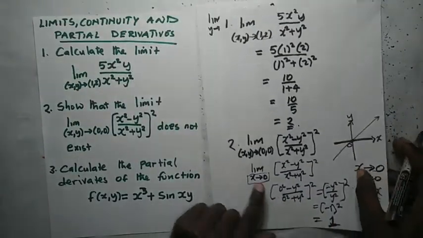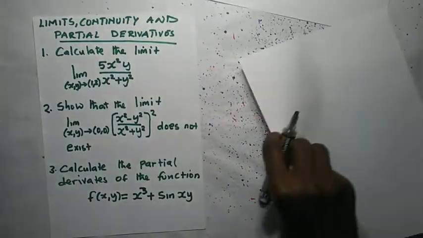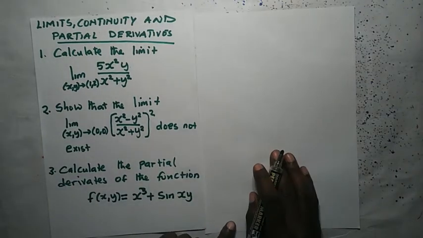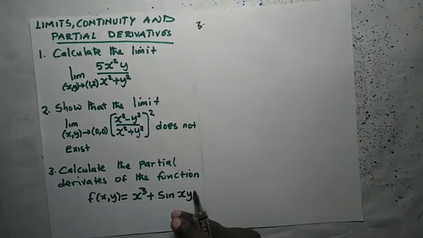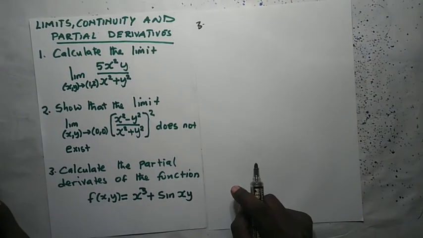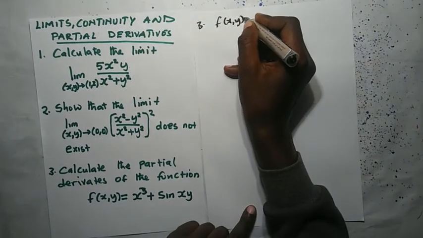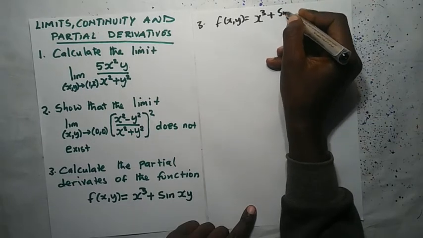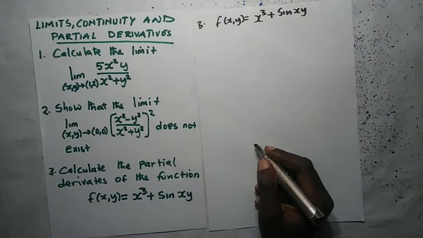Okay, so question 3 now. Let's look at question 3. Question 3 says, calculate the partial derivatives of the function f(x, y) equals x cubed plus sine xy. Okay, so partial derivatives.